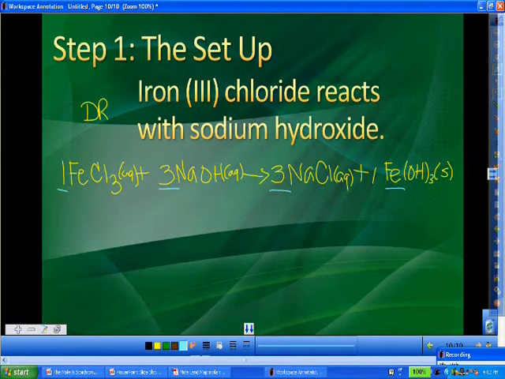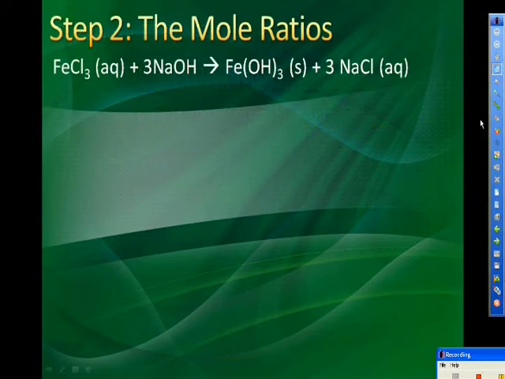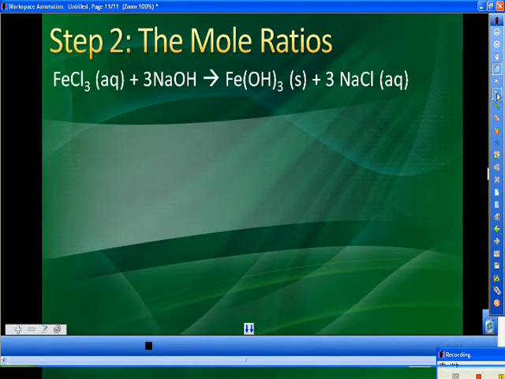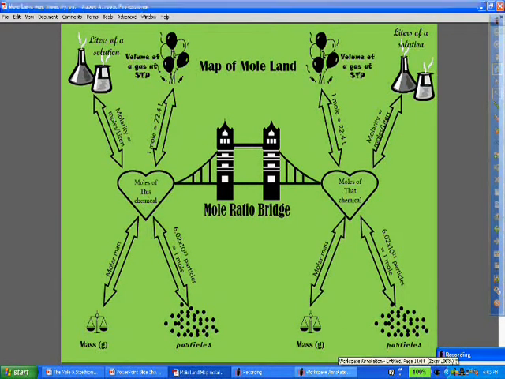Now that we have our chemical equation complete and balanced, we can move on to the next step, which is our mole ratio. And so the mole ratio is going to be fractions or conversion factors that we can use in the calculations that we make to go from one unit to the next. If you remember your map of mole land, this is going to be the mole ratio bridge, where you look at the number of moles of one compound compared to the number of moles of another.